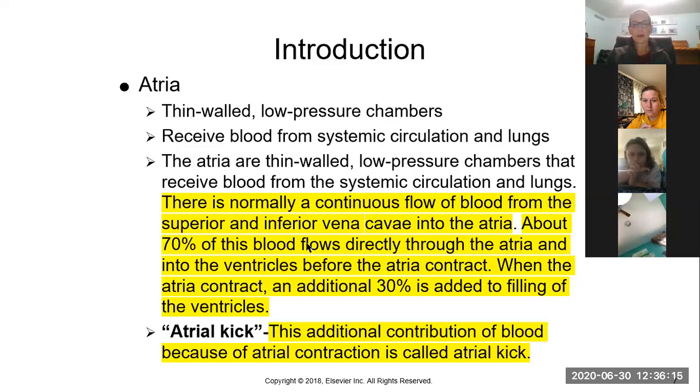So initially, we've got 70% that flows right into the atria and into the ventricles. When the atria contracts, 30% is added, right? So that makes you 100%. Now, this is that atrial kick that was on the test. This is additional contribution of blood because of the atrial contraction. It's called atrial kick, okay?